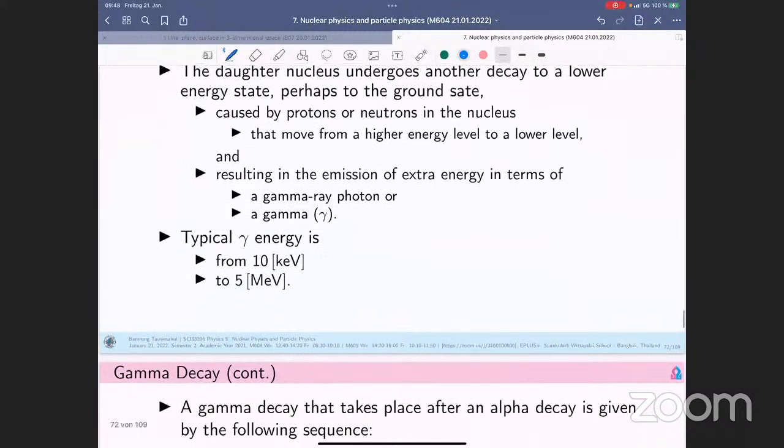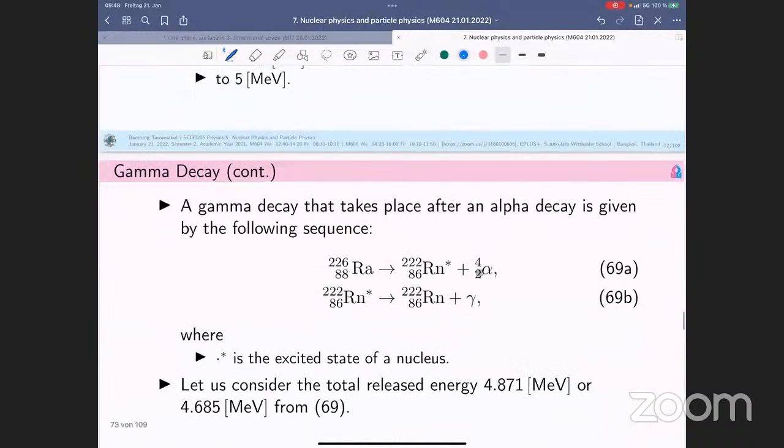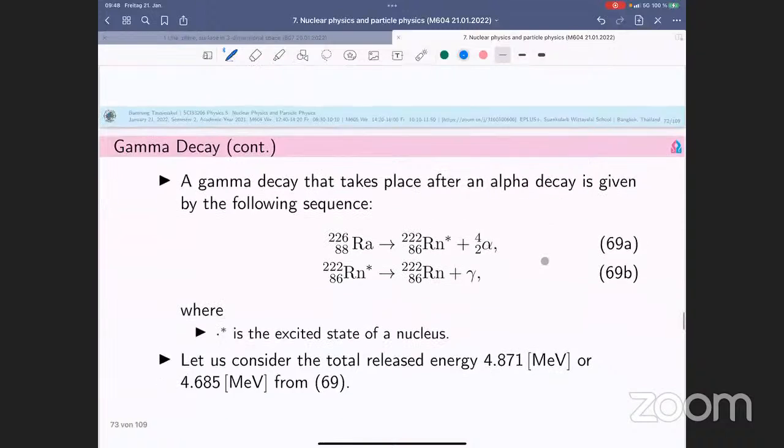The typical gamma energy is from 10 kilo electron volt to 5 mega electron volt. Mega electron volt is quite high, and gamma decay will take place after alpha decay or even beta decay.